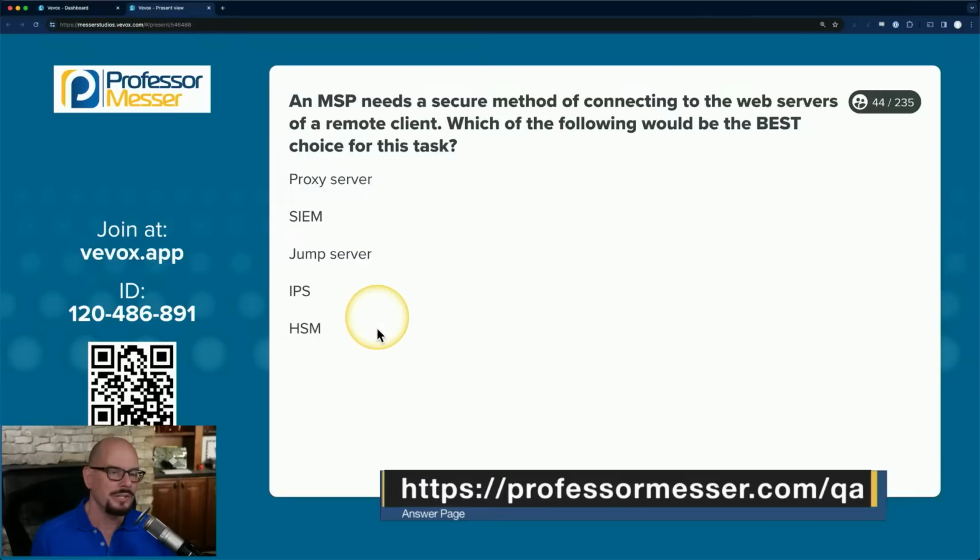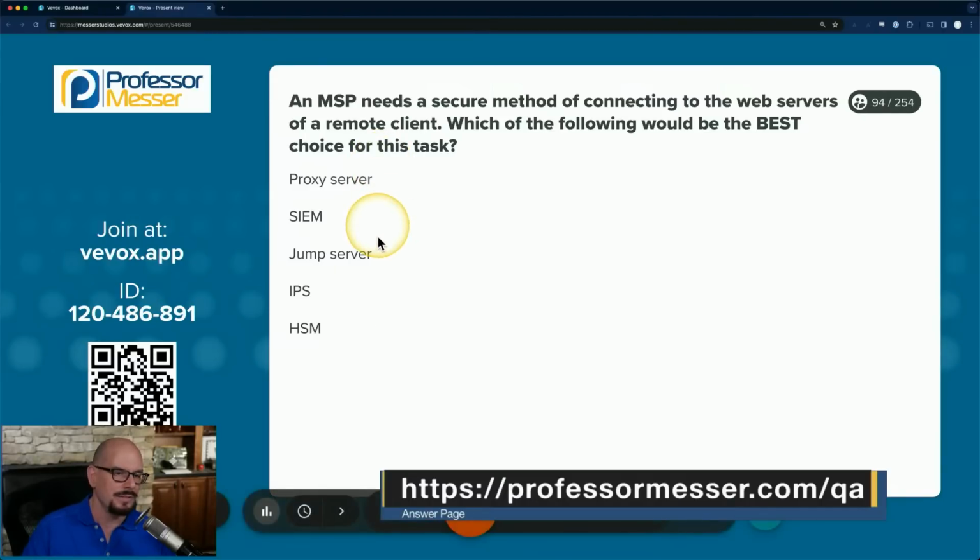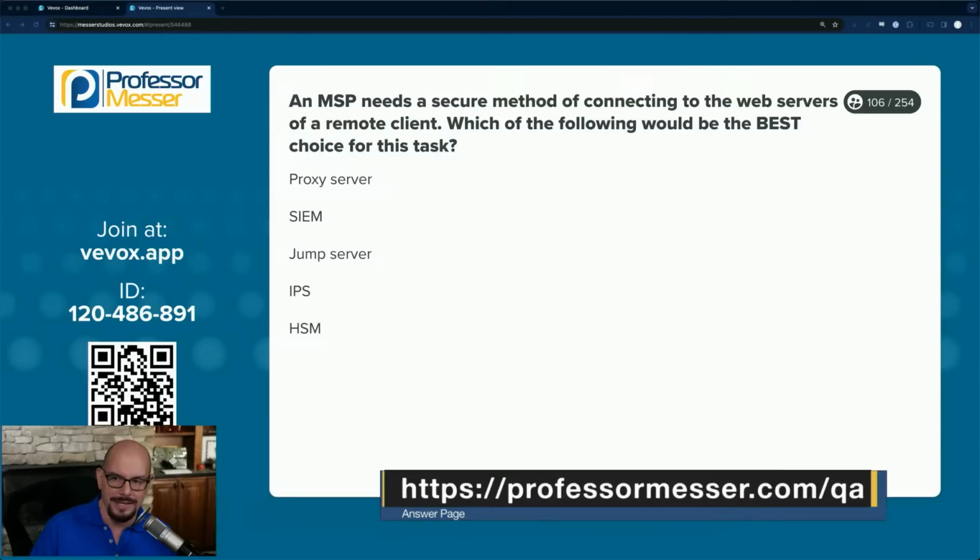This is one where you can simply decide, now that we're back to multiple choice, is it A, B, C, D, or E? The question again, an MSP needs a secure method of connecting to the web servers of a remote client. Which of the following would be the best choice for this task? Is it proxy server, SIM, jump server, IPS, or HSM?